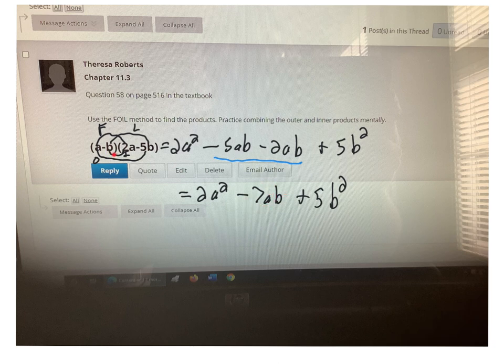I guess they're wanting you to try to do this in your head. You see, you've got minus 2 of them there, you get another minus 5. That gives you a total of minus 7 of them, ABs. So they want you to try and do that in your head. It's okay to write it out. Hope this helps.